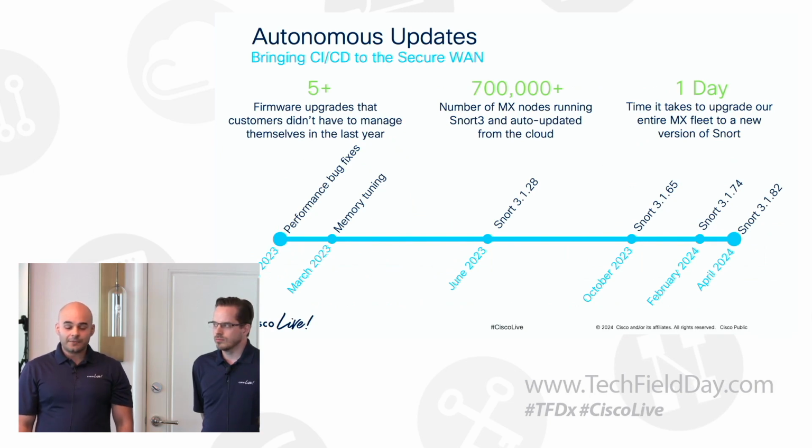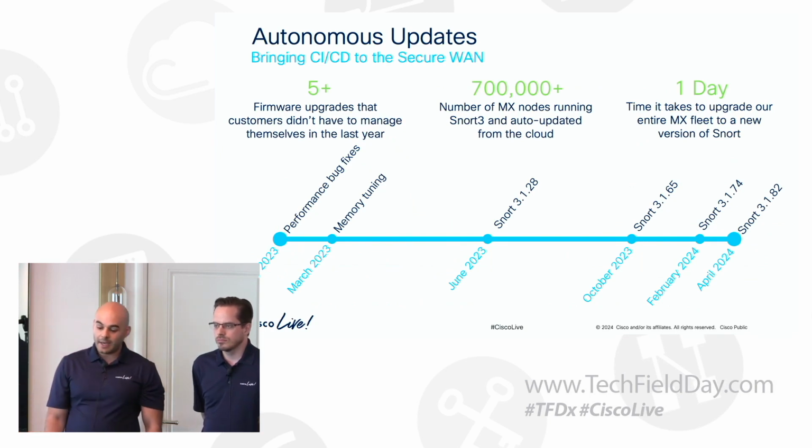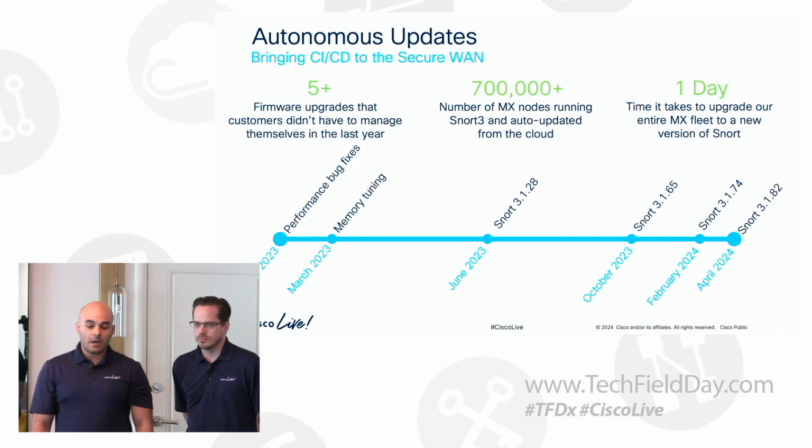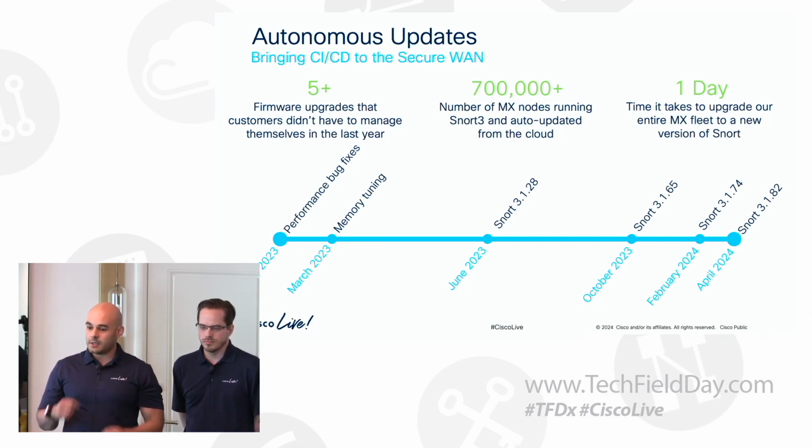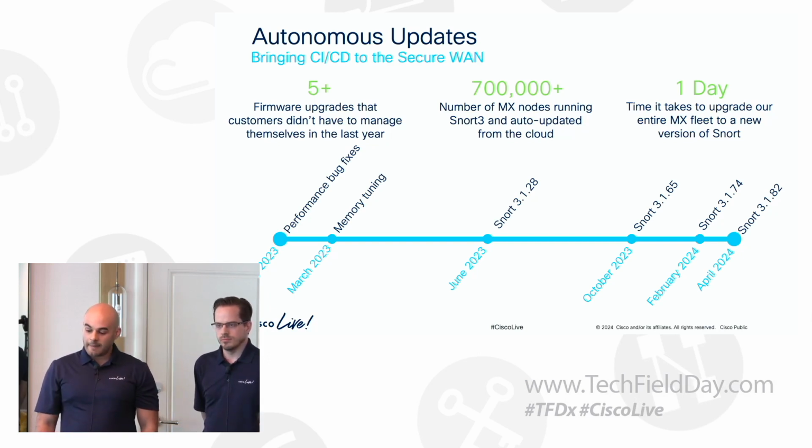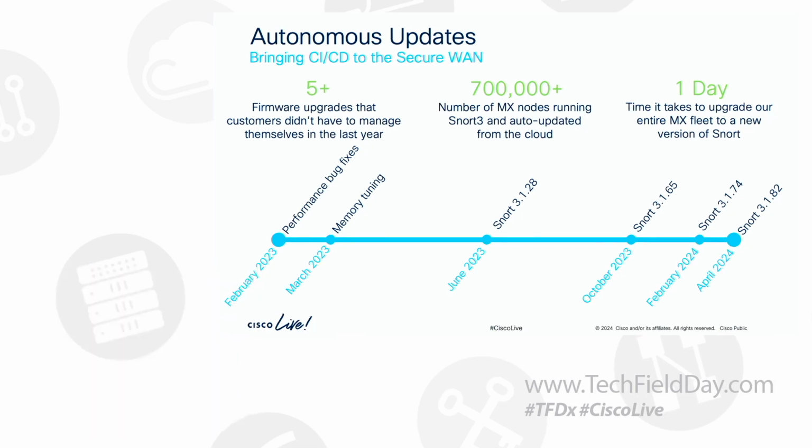Over the last 14 months, we've had just over 5 updates to the Snort container. This is whether it's updates for bugs or just enhancements in performance. And that's truly the power of the cloud. We can upgrade over 700,000 nodes across the world in just a period of 24 hours.